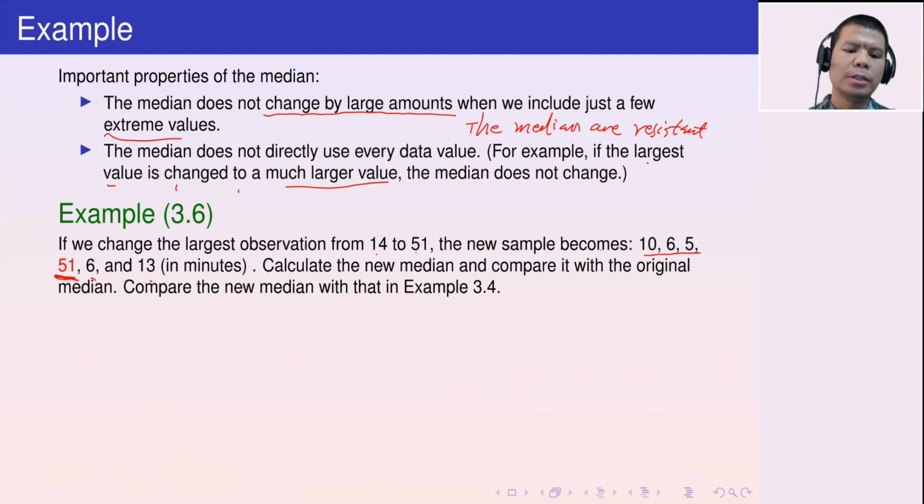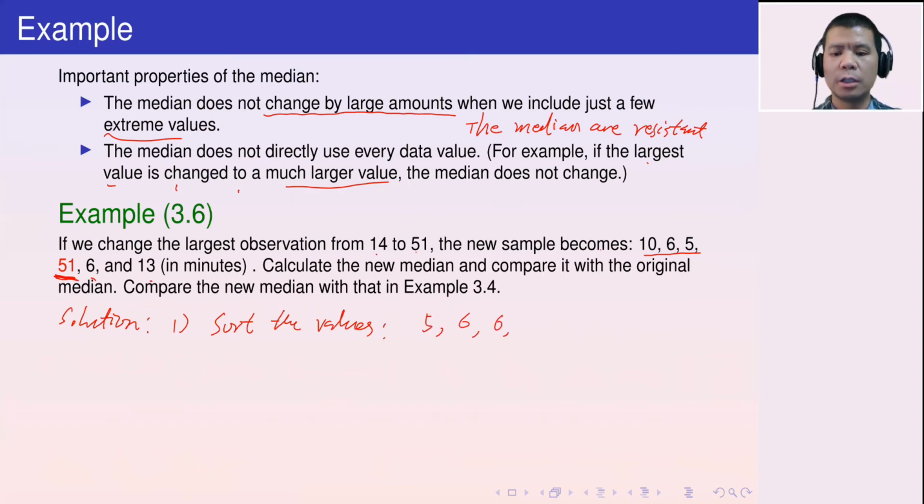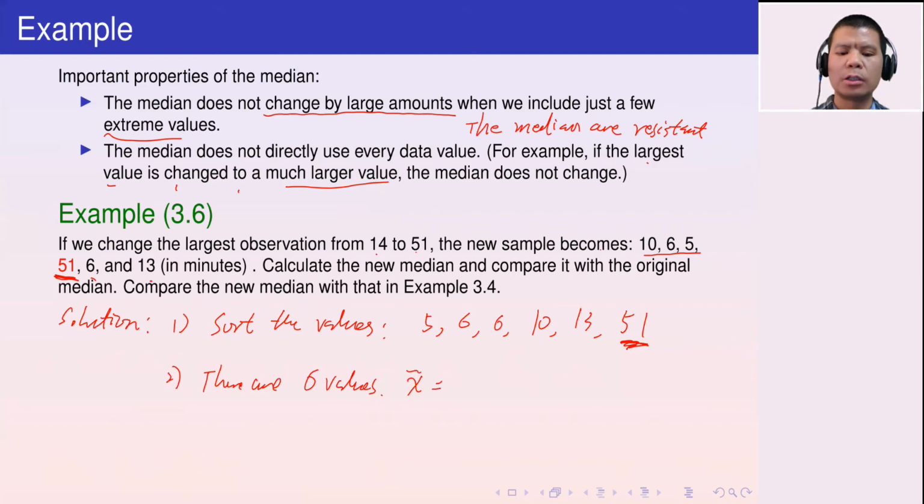So we have 6, 13. Calculate the new median and compare it with the original median. So what is the new median for this one? Okay, solution. Step 1, sort the values. We're going to have 5, 6, 6, 10, 13, and 51. This used to be 14, but now we changed it to 51. So in this case, there are again 6 values.